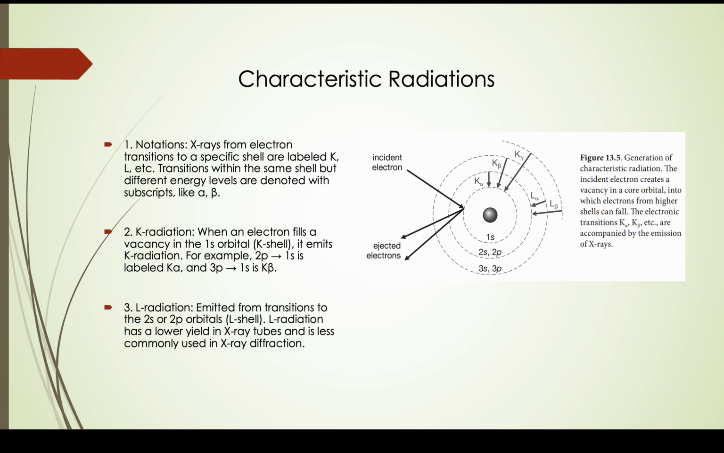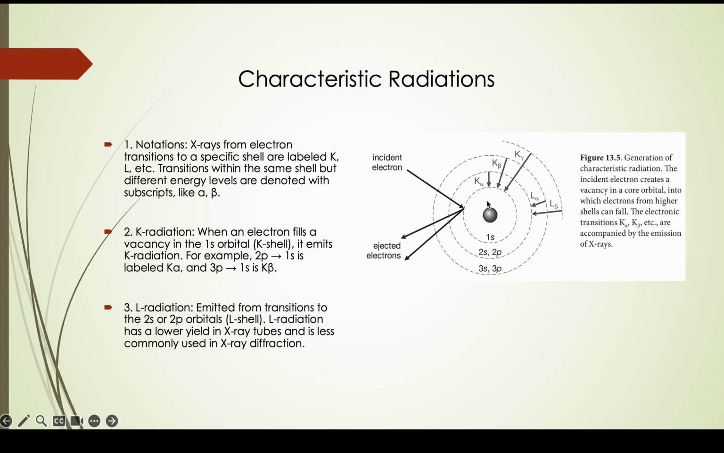So this is the notation here. X-rays from electron transitions to a specific shell are labeled K, L, etc. And the other labels are alpha, beta. What are these? Transitions from different energy levels into the same shell are denoted as alpha and beta. So let's begin with the K radiation. What is K radiation? When an electron fills a vacancy in the 1s orbital, it emits K radiation.